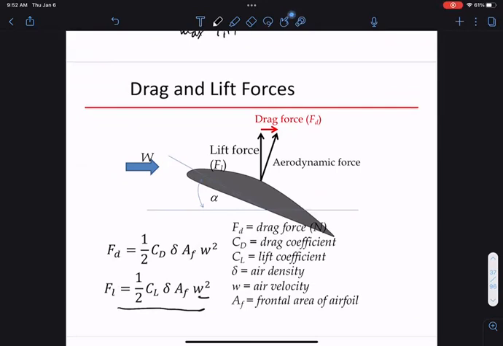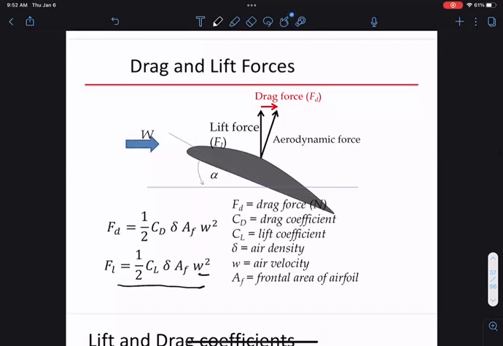Let's parse this one by one. It depends on the square of the wind speed. It depends on how large the area is, meaning how much area of the blade you're hitting. It depends on the air density, and it depends on the coefficient of lift. This coefficient of lift is a function of alpha.